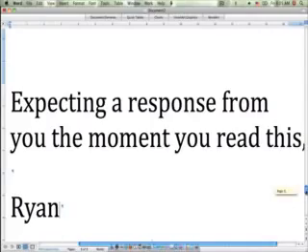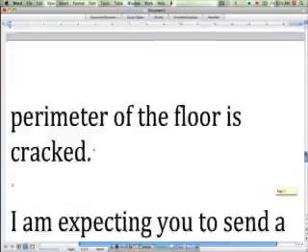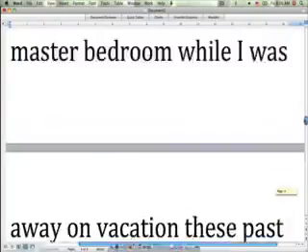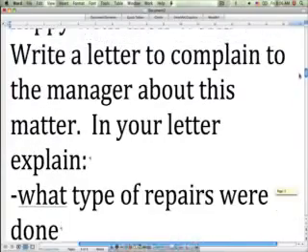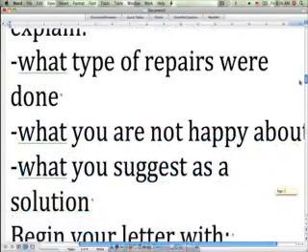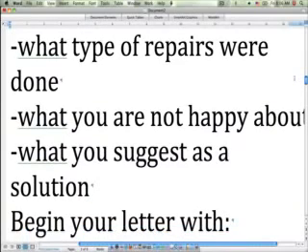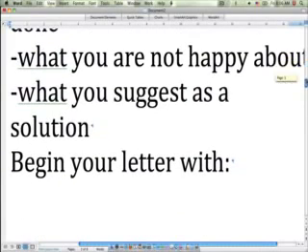Okay, so let's take a look at the letter from the beginning, and we'll do a little review of the question. So, okay, we know that it's a letter of complaint to the construction company. The 3 things we were supposed to include: what type of repairs were done. So we had repairs done on our bathroom. What you're not happy about. We're not happy because the sink is the wrong color and the tiling on the floor has been installed incorrectly.